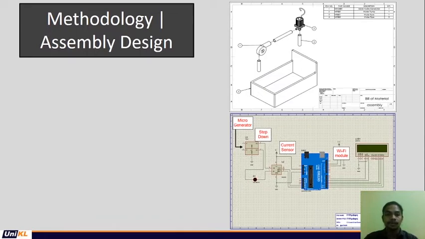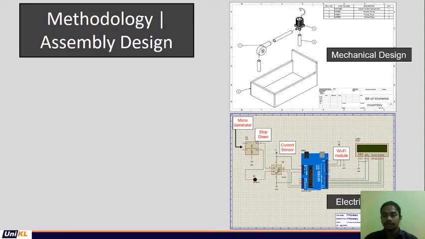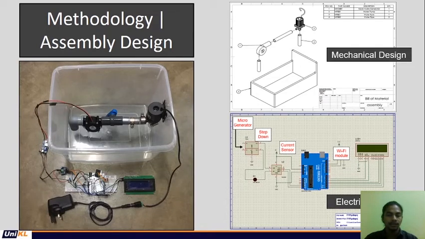Here is the assembly design. This one is the mechanical design, which we designed using SolidWorks. The electrical design, we designed using Proteus. And here is the assembly for the hardware, electrical and mechanical components.